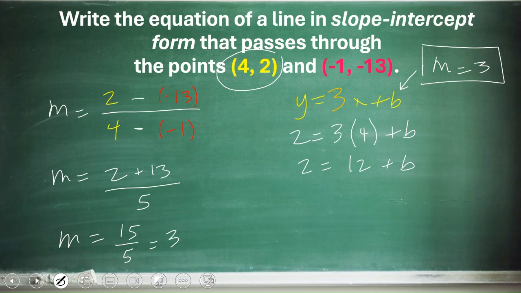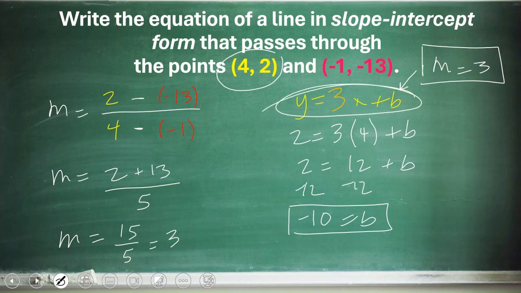And to solve for b, I am just going to deduct 12 from both sides. And when I do that, I get -10 equals b. So now we know m is 3, b is -10. So I'm really going to just take this equation I started with right here and substitute -10 in for b, and we end up with our final equation, which is y equals 3x minus 10. And that is how you find the equation of a line through 2 points.